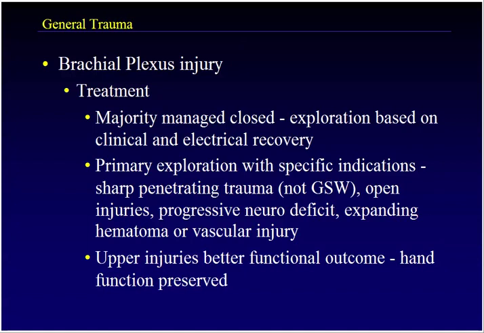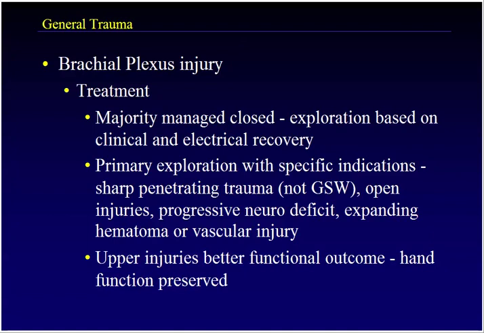Open fractures or open injuries in the shoulder clavicular region, and patients that have progressive neurologic deficit that could potentially have an expanding hematoma or some sort of vascular injury, those would be definite indications for exploration of the plexus. And remember that upper plexus injuries generally have a better functional outcome because that leads to preservation of hand function, and that's most important, with most derivation coming from the lower portion of the plexus.